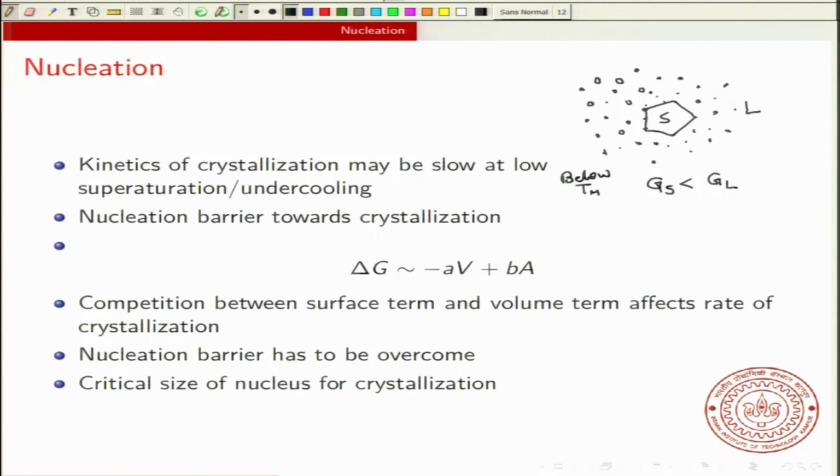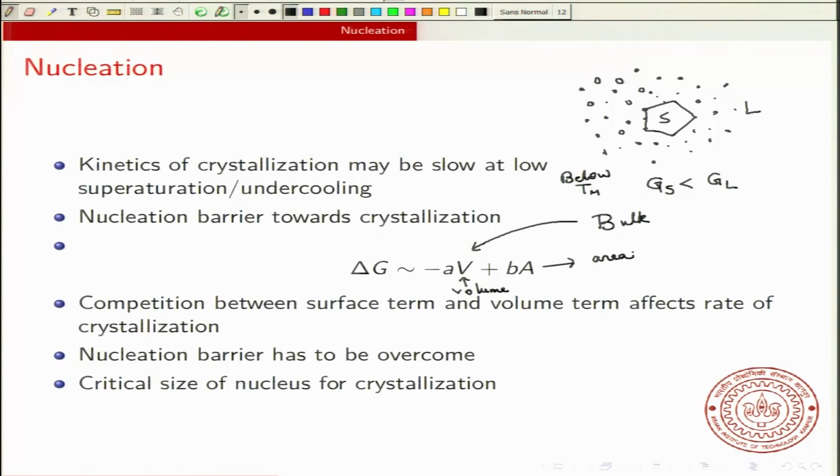So if you look at the free energy difference between the liquid and the solid, there is a term which is proportional to the volume term. So this is the bulk term. The bulk term means the free energy of the solid is less than that of the liquid. So if you have a bulk solid, then it will have a lower free energy. However, there is an energy cost to form this interface which is proportional to the area. So this is your volume, and there is a cost that is proportional to the area.